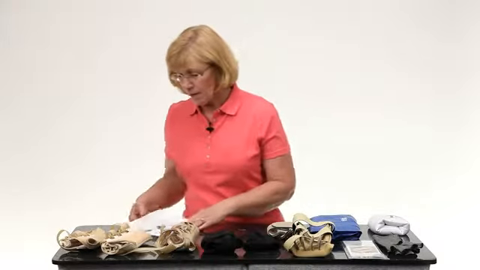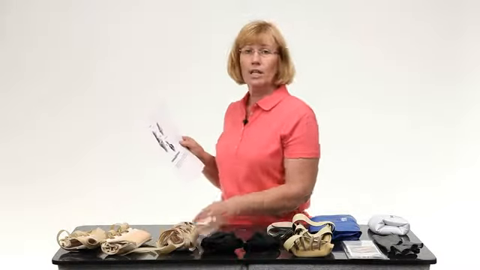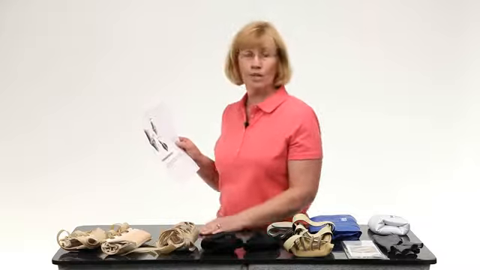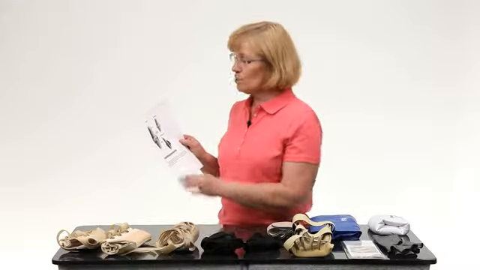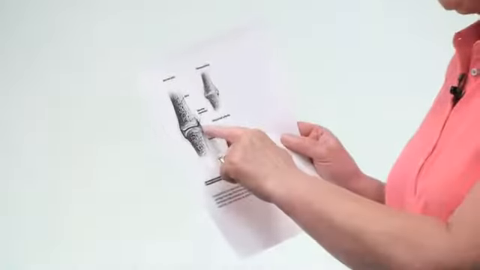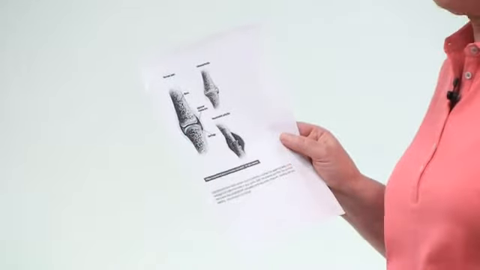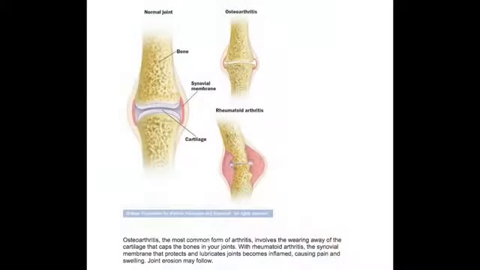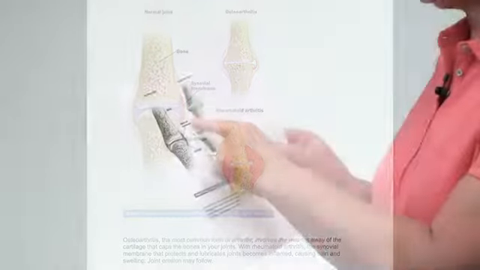For instance, I have a handout here. It shows a normal joint here on the left side. What you see are two bones. You see cartilage between the two bones. The joint is covered in a synovial fluid. The fluid is very viscous. It's a thick liquid. I kind of say like oil in a car. It keeps everything very lubricated. That osteoarthritis is shown here on the top.